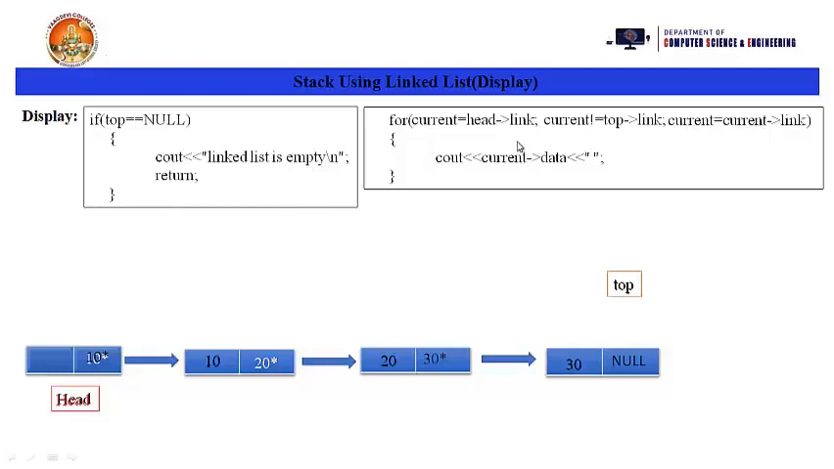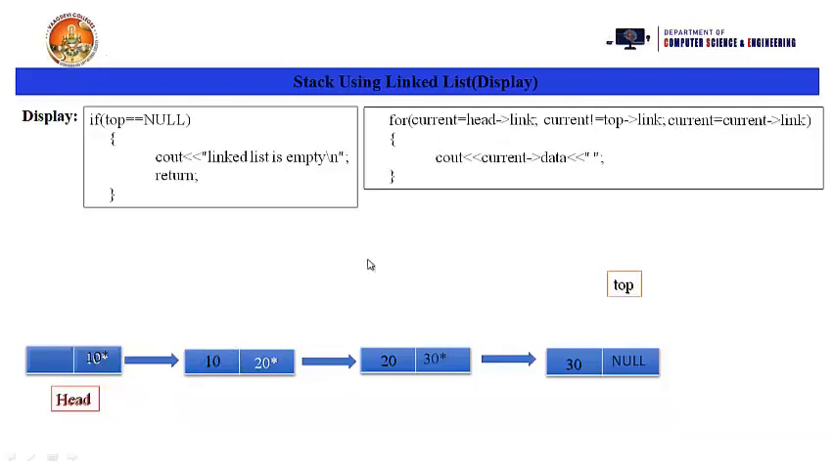Then we need to execute the for loop statement. The for loop consists of 3 parts here: initialization statement, conditional statement, and the incrementation part. So what is the initialization statement here? current equal head tends to link. What is the meaning of this? Head tends to link will be assigned to current. What is head tends to link? It is pointing to the 10th node. So that node acts as current. That is the meaning of the statement.